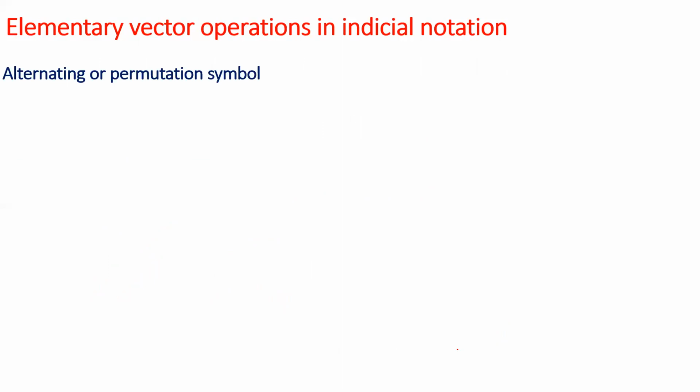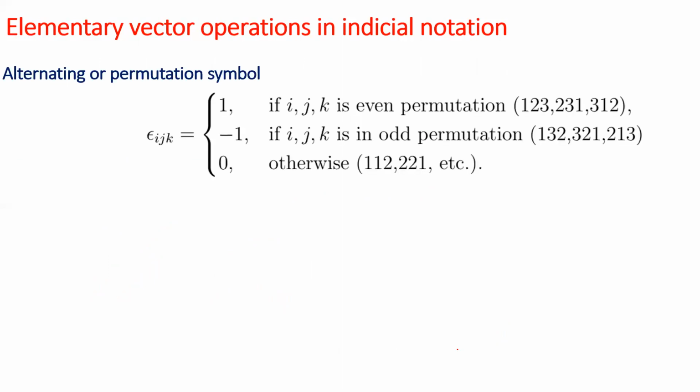Alternating or permutation symbol, also called the Levi-Civita tensor. I've deliberately tried to avoid the tensor term, so I've said alternating or permutation symbol. This is its definition. There is not much to debate. This does show up when we have to represent the cross product.